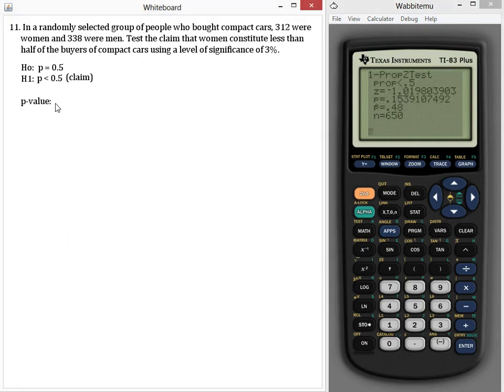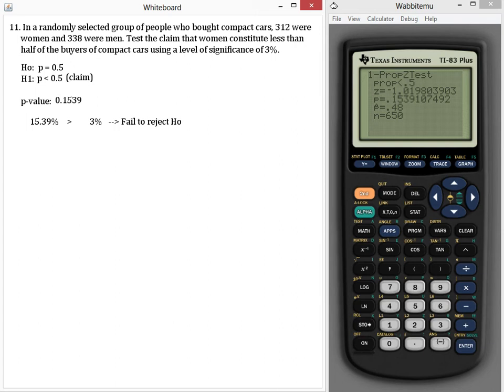So the p-value then is 0.1539. So that is 15.39%. And I'm comparing that to an alpha level, which is my level of significance of 3%. Clearly the 15% is larger, which means I'm going to fail to reject. All right, so if P is low, null must go. In this case, P is higher, so we fail to reject the null.